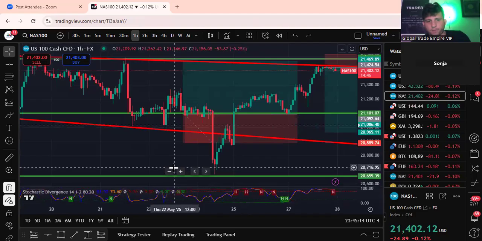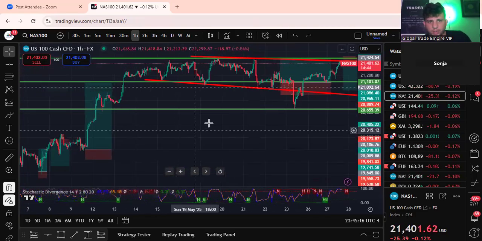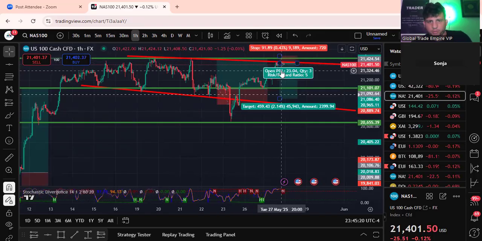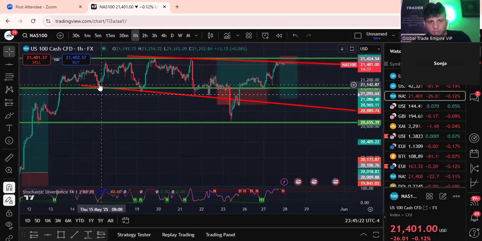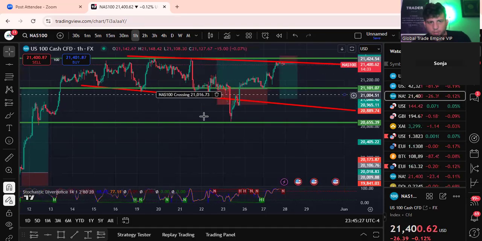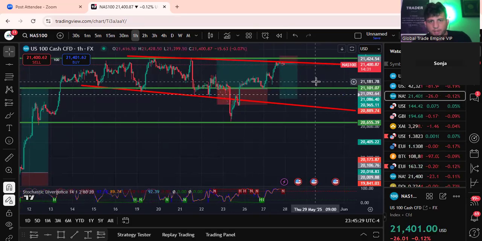Just using that vertical trend line, you could have found this trade, bam, bam. The third touch is really the nice one. Look on the third touch, one, two, three. It shot up a little bit right there, then came back down.